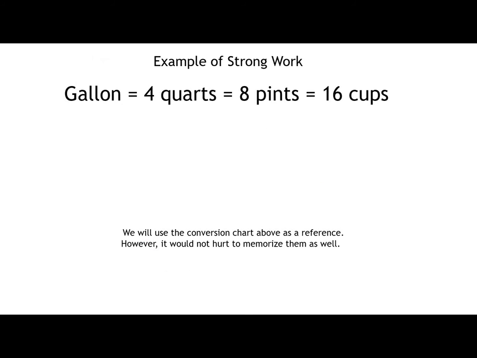We will use the conversion chart above as a reference. However, it would not hurt to memorize them as well. 1 gallon equals 4 quarts equals 8 pints equals 16 cups. Keep in mind that place value shifts cannot be used to convert here. Let's take a look at some examples.